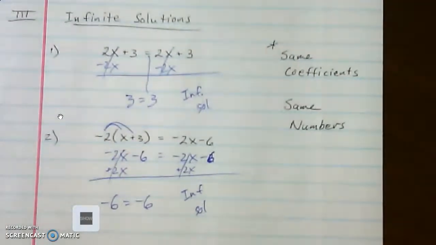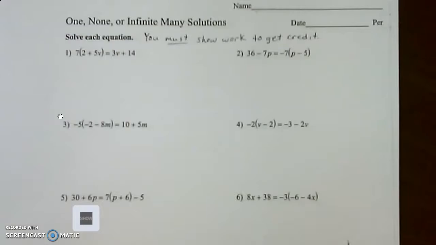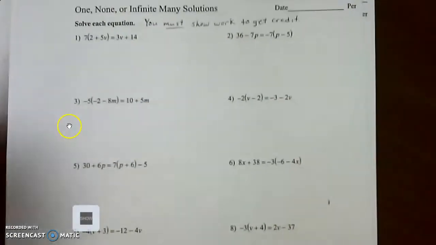This is covered on the PSSA and the Keystone exam. So this is what the assignment looks like. There are 12 of them. They don't take very long. You will distribute. You might have to combine like terms. Again, I know this is blurry. It's hard for me to get that to focus no matter what I do.